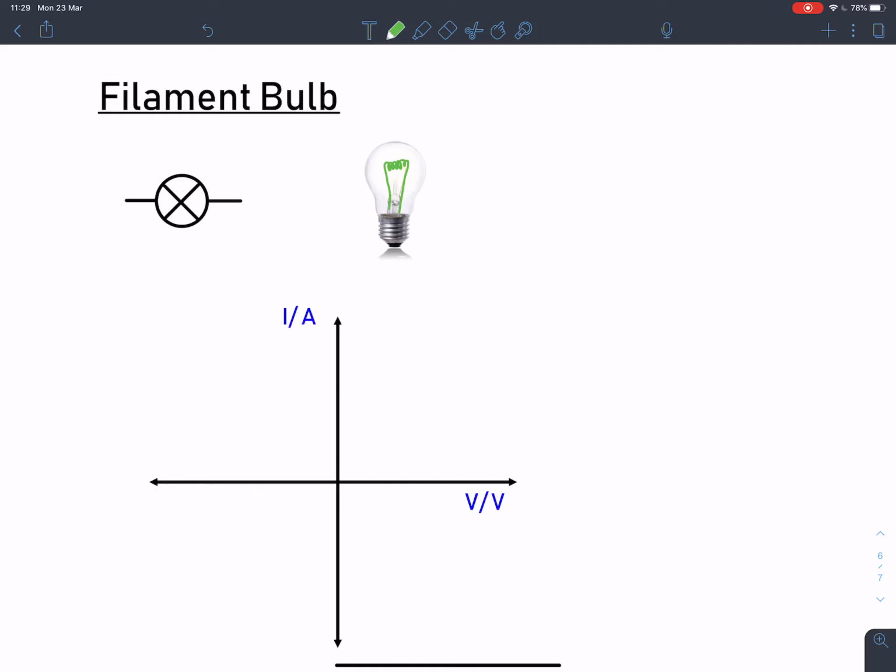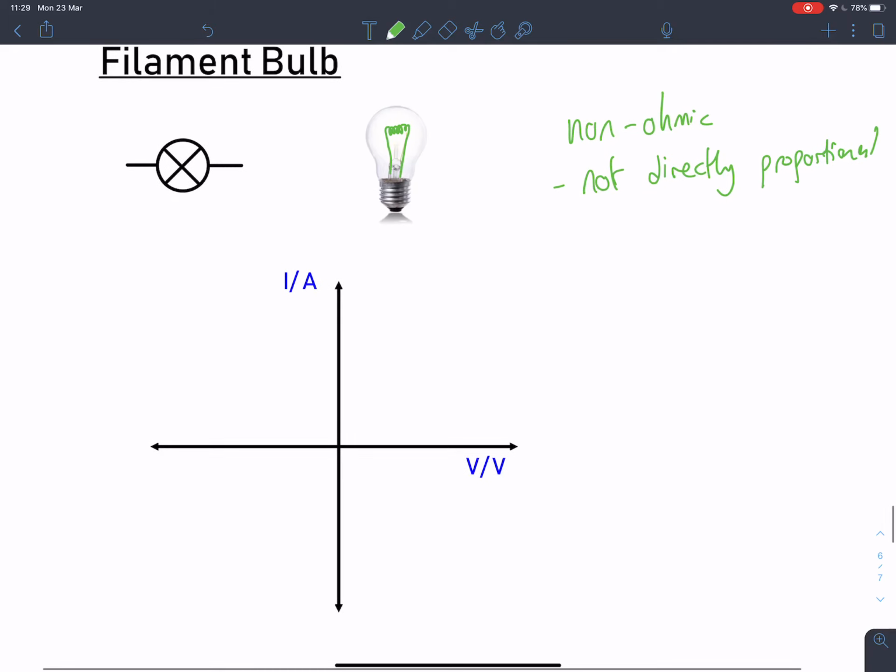Now, importantly, what we've got to know is that a filament bulb is non-ohmic. So a non-ohmic conductor basically means we don't have this directly proportional relationship between current and voltage. And we're going to talk a bit about why that is.